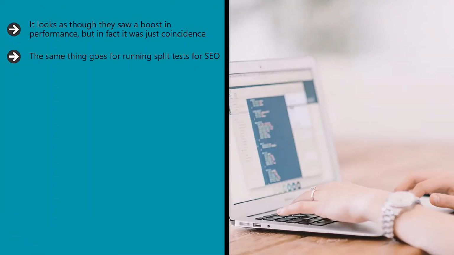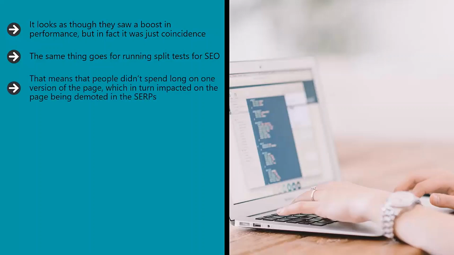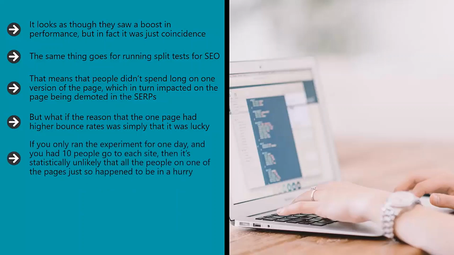If you have 2 versions of a website and one enjoys a bigger boost in SEO than the other, then this could potentially be a result of one page having lower bounce rates than the other. That means that people didn't spend long on one version of the page, which in turn impacted on the page being demoted in the SERPs. But what if the reason that the one page had higher bounce rates was simply that it was lucky, that the people who went there happened to be in less of a hurry? If you only ran the experiment for one day and you had 10 people go to each site, then it's statistically unlikely that all the people on one of the pages just so happened to be in a hurry, but it's not impossible. And this is where the idea of statistical significance comes in.